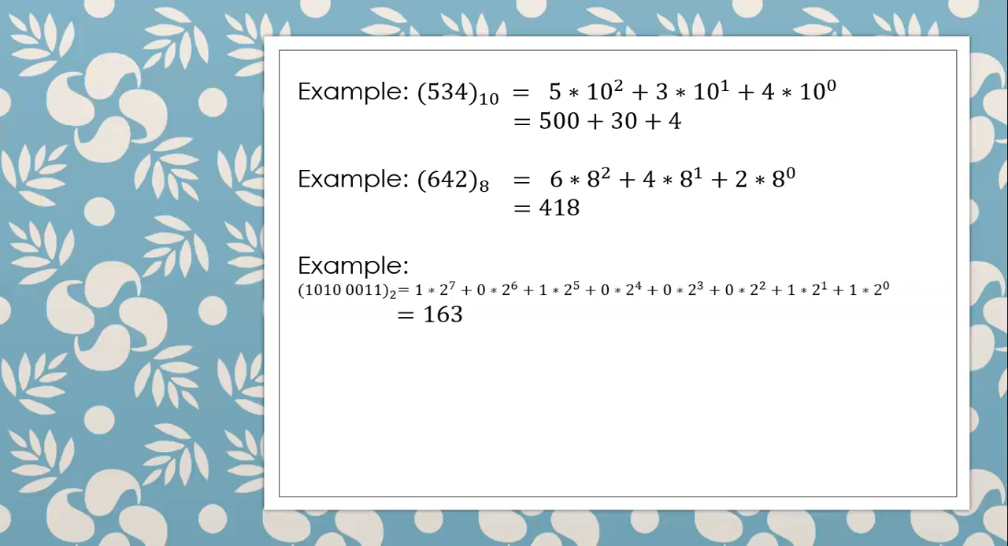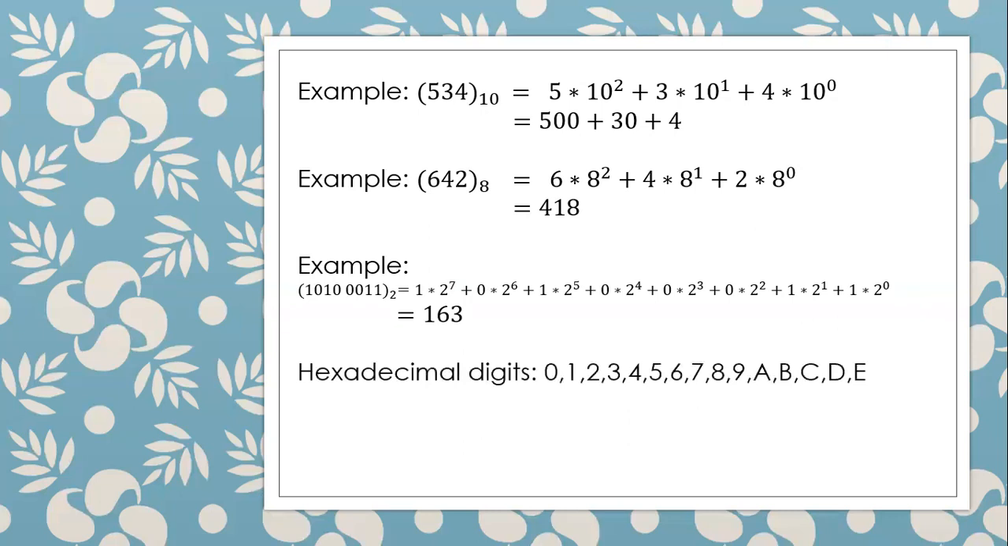You're probably most familiar, or most of you are familiar, with this in terms of binary. So the binary expansion or representation of 10100011 in base 2, we expand it out as follows, and we get that it's equivalent to the number 163. We also have hexadecimal digits, right?